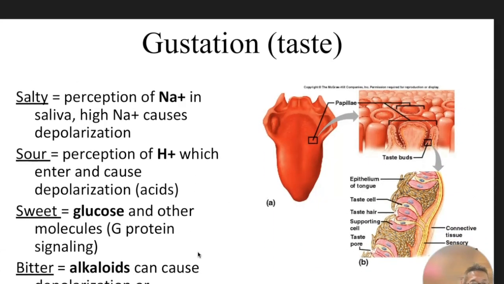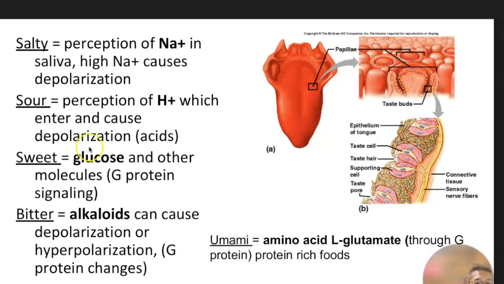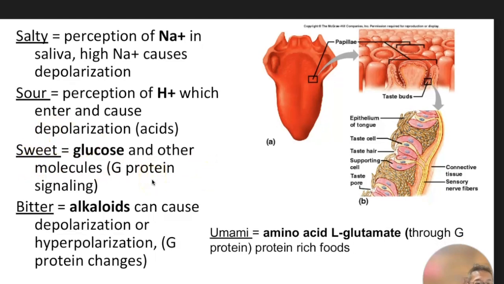So what is taste? Okay, when you taste saltiness, of course, it's sodium. Sour is anything with hydrogen ion. Sweet, you're tasting for glucose. And bitter is alkaloid. Okay, alkaloid. Umami is L-glutamate. L-glutamate is one of the flavors.